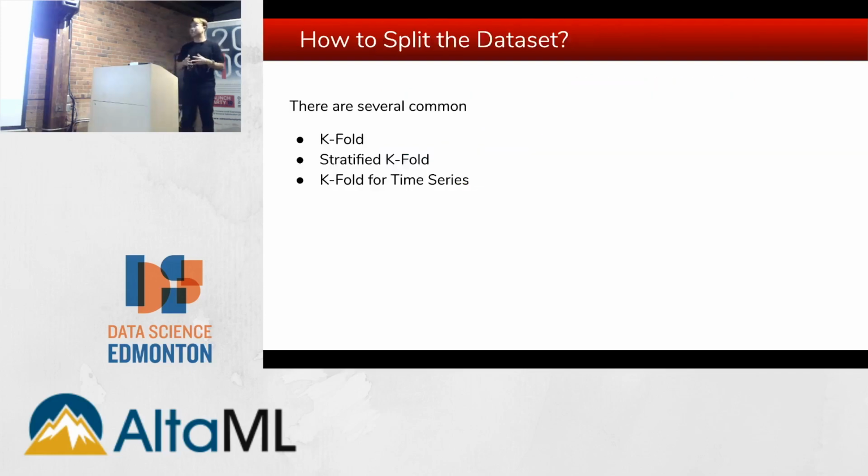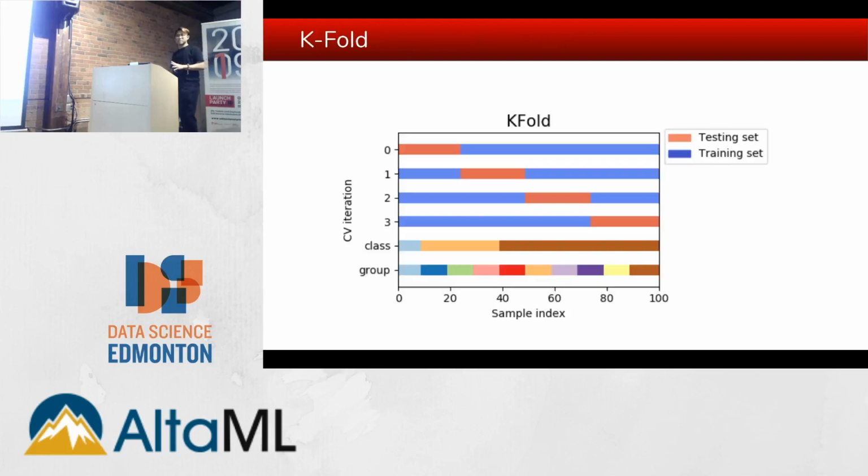So how to split the data set? There are a lot of different techniques. I will just cover 3 basic ones. The first one is K-fold. This works fine when you have a relatively equally distributed label. For example, you have 8 or 10 different classes in your label, and you want to split them in this way.